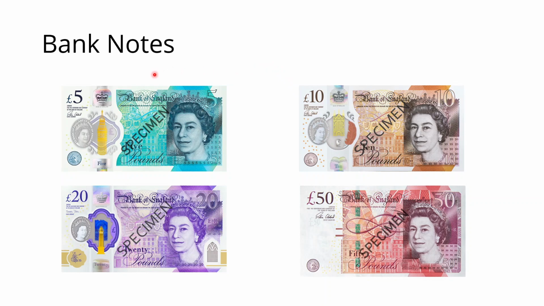These are the banknotes we use in the UK. We have the £5 note, the £10 note, £20 note and the £50 note. Now the first 3, the £5, £10 and £20 notes, are all commonly used in everyday life, but the £50 note isn't used that often. It's quite rare.